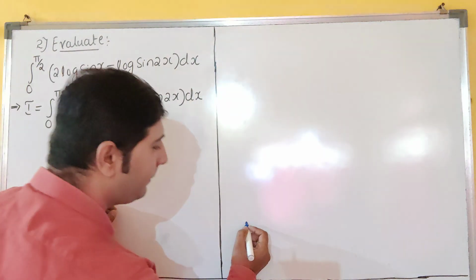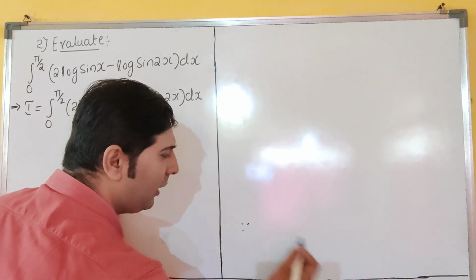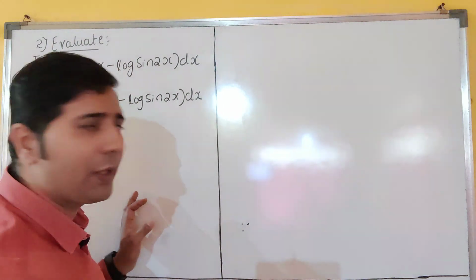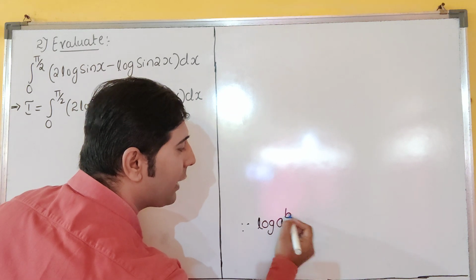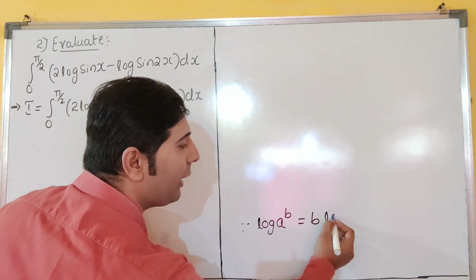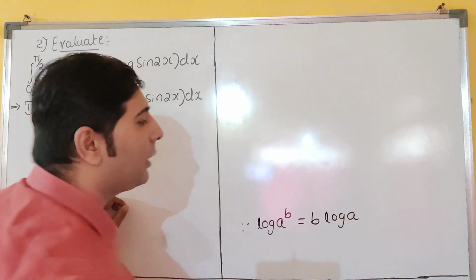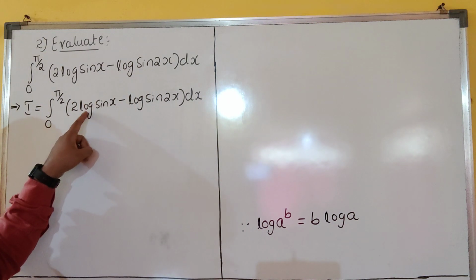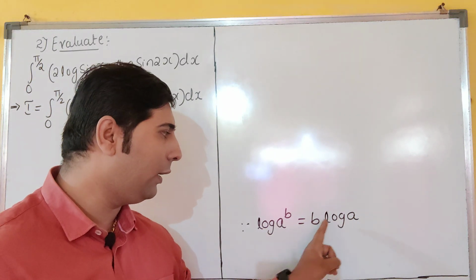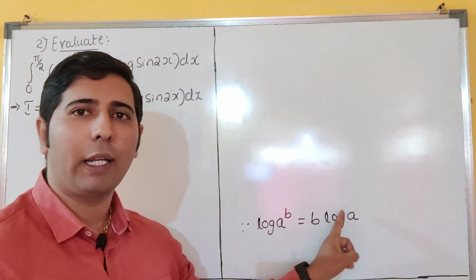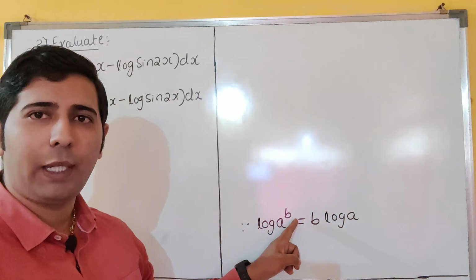Can you remember, in differentiation we have solved many questions. Log a raised to b is what? Log a raised to b is b log a. I used to write it, or not? So this is looking like b log a, dear students. B log a. B log a means what? Log a raised to b, or not?